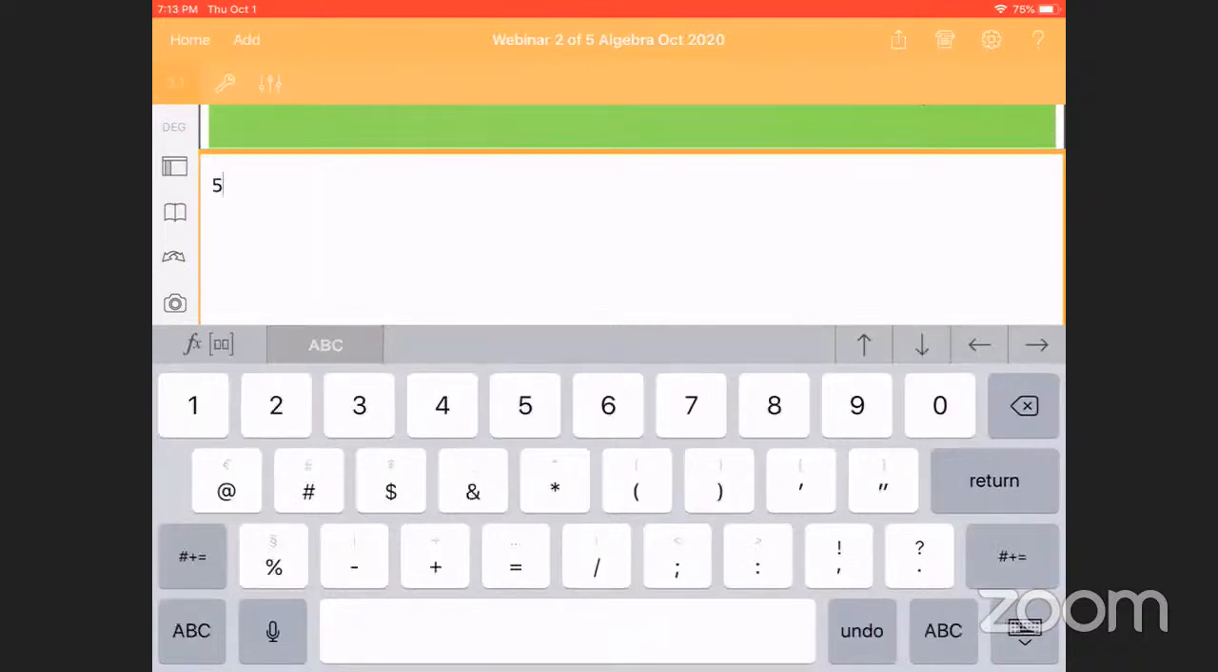So you could see 50 plus blank equals 100.